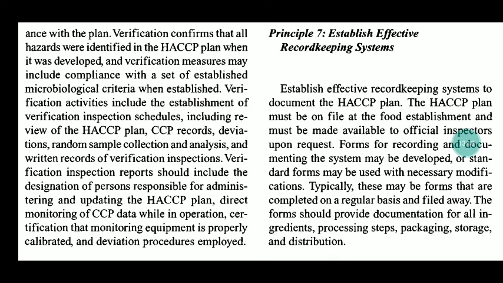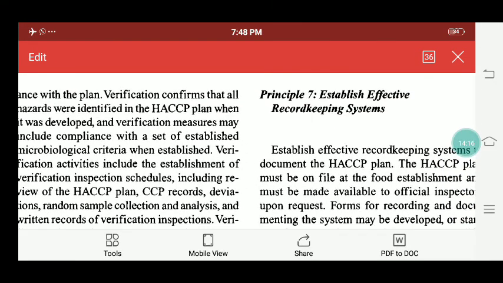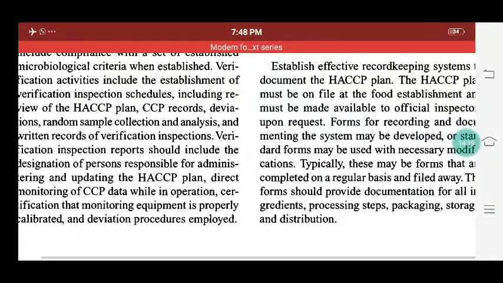So in the sixth principle we verify all the things. Whatever we verify, we are going to make a record of it. So it is the record keeping system. In the HACCP plan, whatever procedure we did, whatever verification we did, the whole thing we are going to record. So the effective record keeping system we establish is called the seventh principle, the record keeping system.